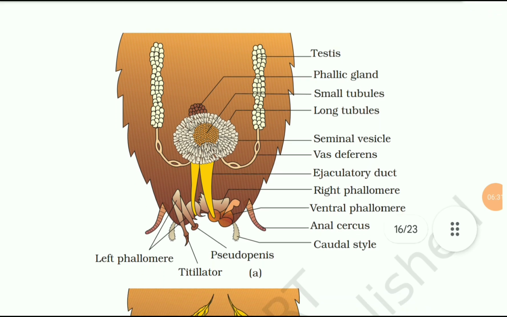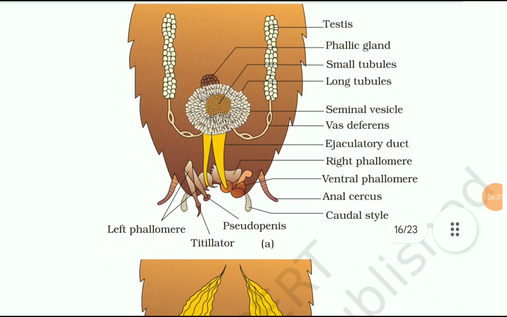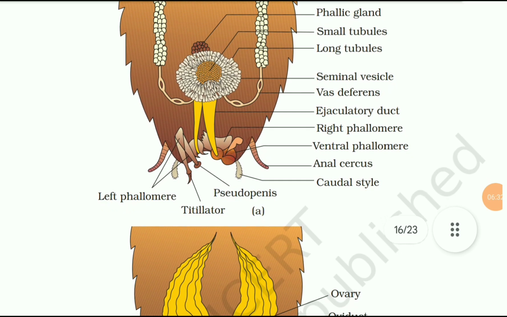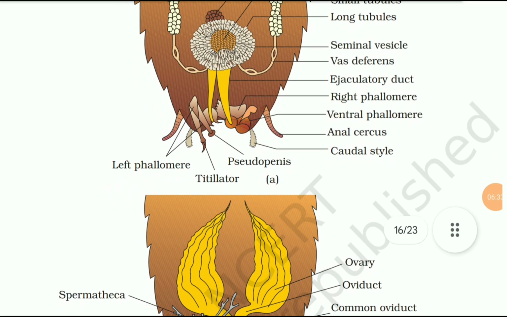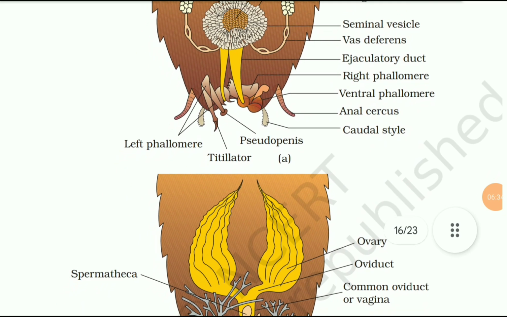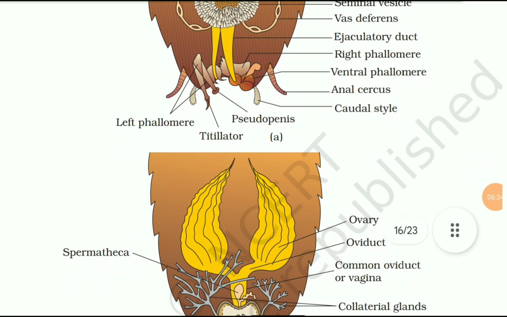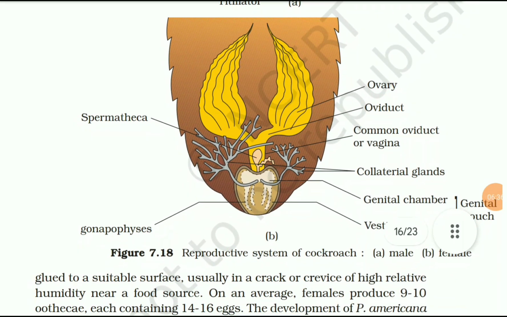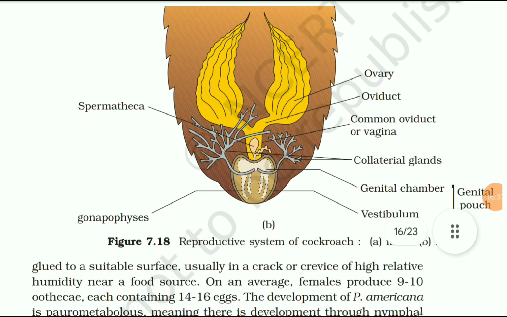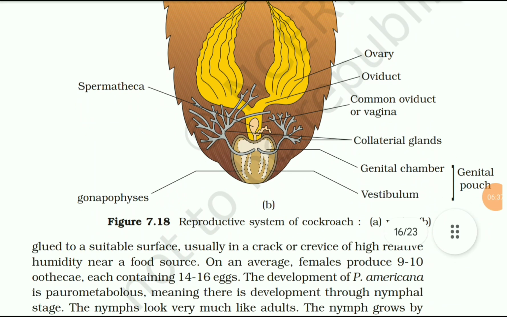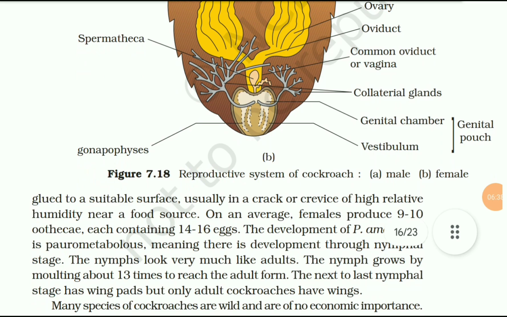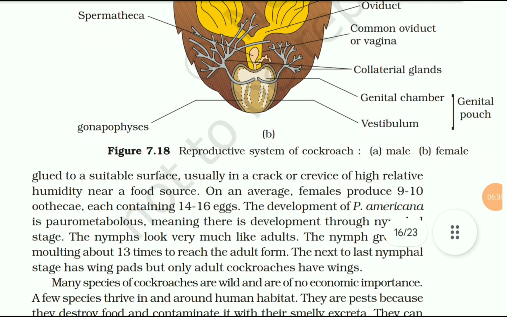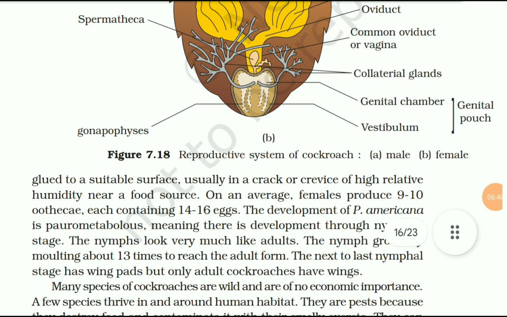Oviducts of each ovary unite into a single median oviduct, also called the vagina, which opens into the genital chamber. A pair of spermatheca is present in the 6th segment, which opens into the genital chamber.